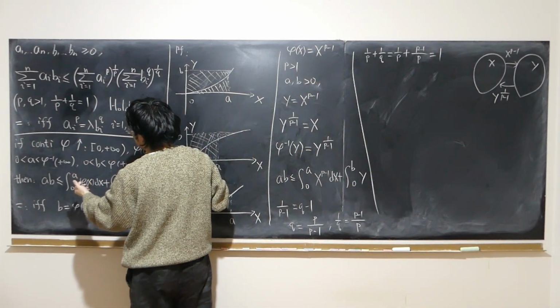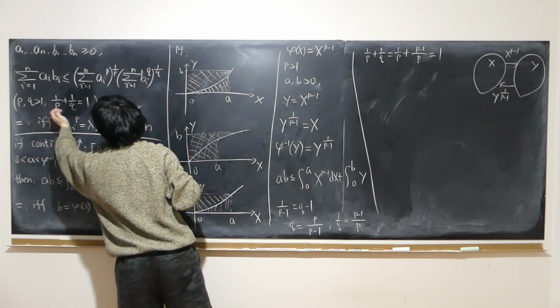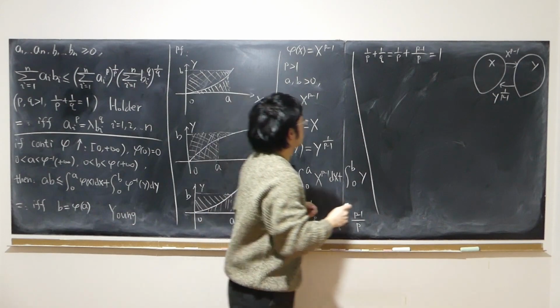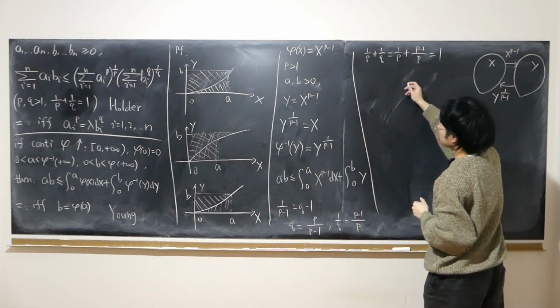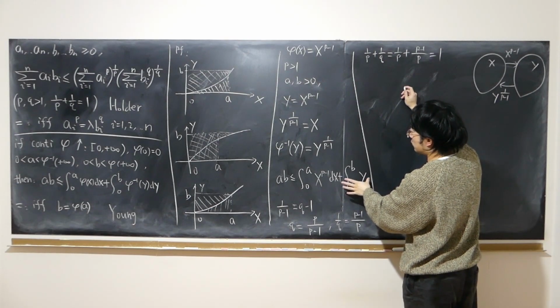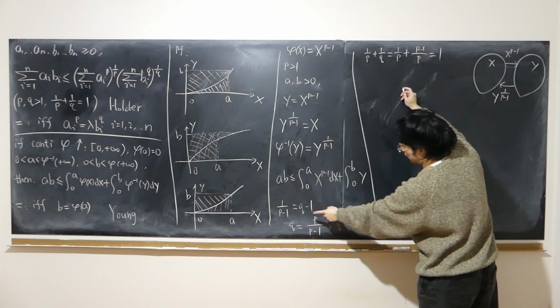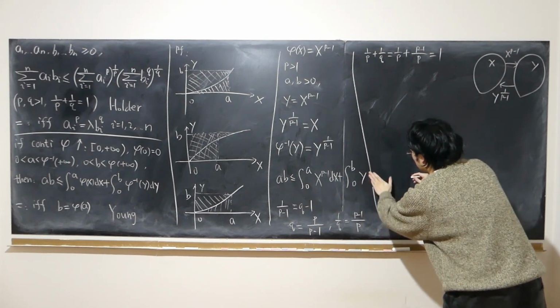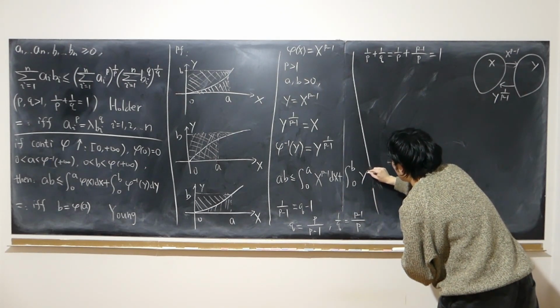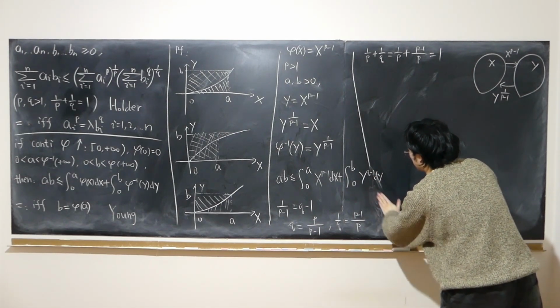Yes, so this condition is satisfied. So we're going to use that. So now I can say that y to the power of 1 over p minus 1 is equal to, like I said, q minus 1. So y to the power of q minus 1 dy.